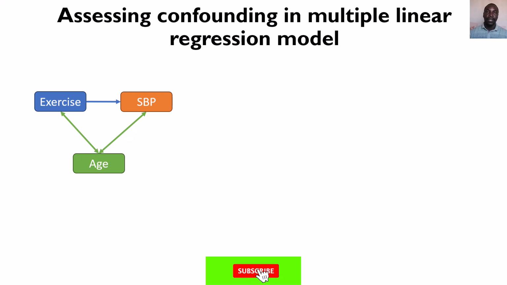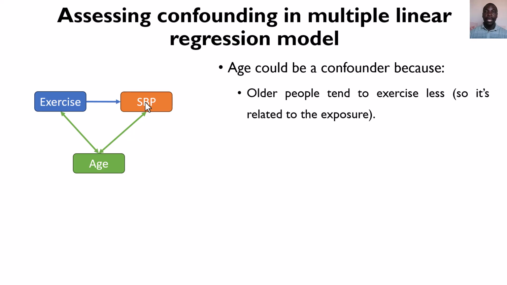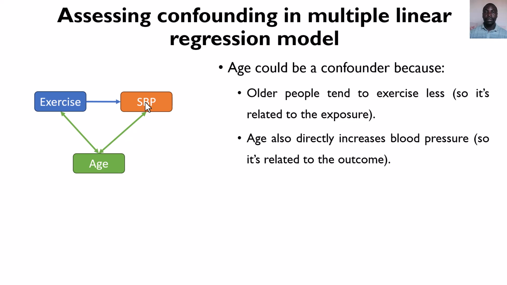To understand confounding, let us consider a very basic example. Suppose you want to study the relationship between exercise and systolic blood pressure. But you think age may influence the relationship between exercise and systolic blood pressure. So age would be a confounder because older people tend to exercise less. So it is related to the exposure or independent variable. But also, age directly increases blood pressure. So it is related to your outcome variable, systolic blood pressure.